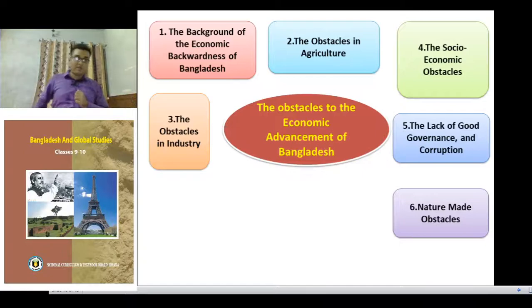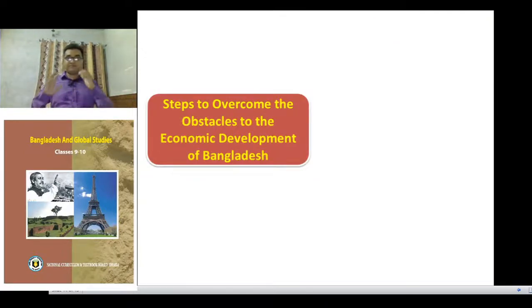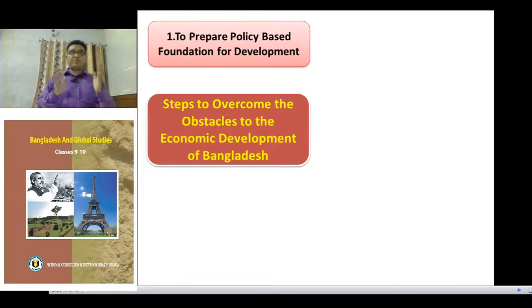Dear students, now I am going to discuss the next topic. That is the steps to overcome the obstacles to the economic development of Bangladesh. The first step is to prepare a policy-based foundation for development. Dear students, at first we have to take some proper policies, then we have to try to implement these policies in the right ways by the right persons. Okay, so dear students, this is the first step to overcome the obstacles to the economic development of Bangladesh.